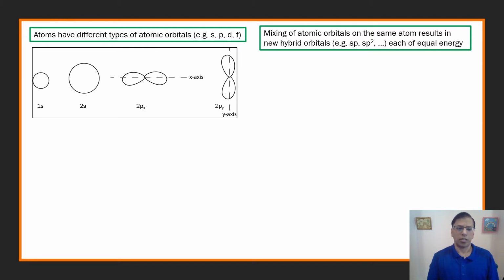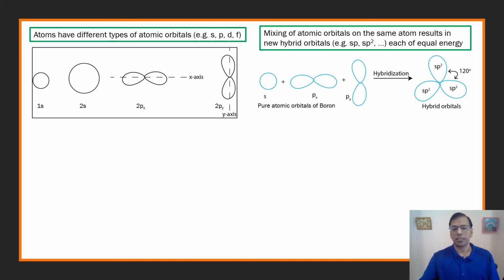So these atomic orbitals in an atom can mix to give rise to hybrid orbitals. The hybrid orbitals can be sp, sp2, sp3, or any other hybrid orbitals. Each of these hybrid orbitals will be of equal energy level. Let's look at an example.